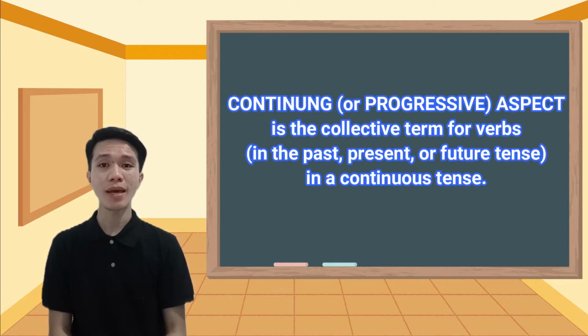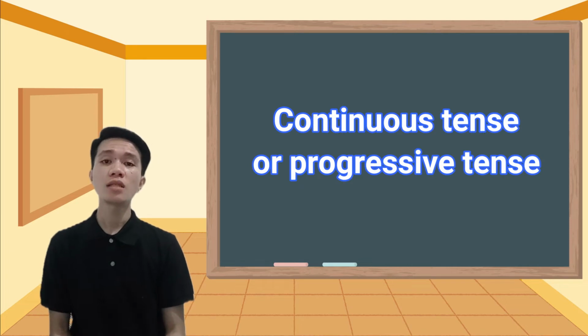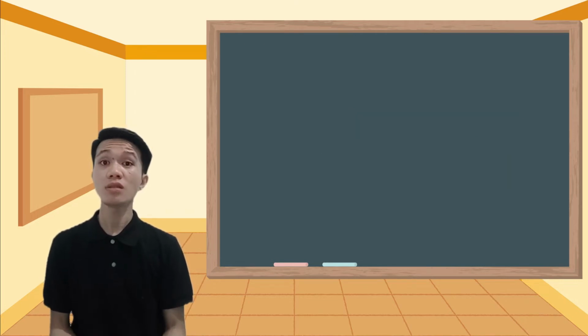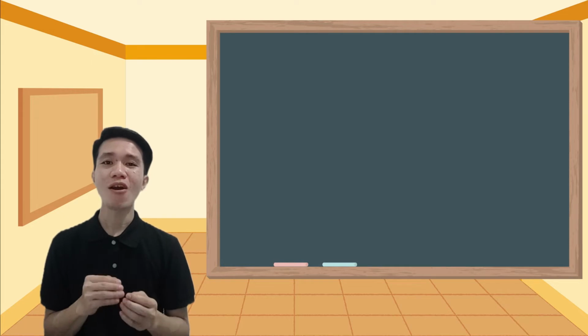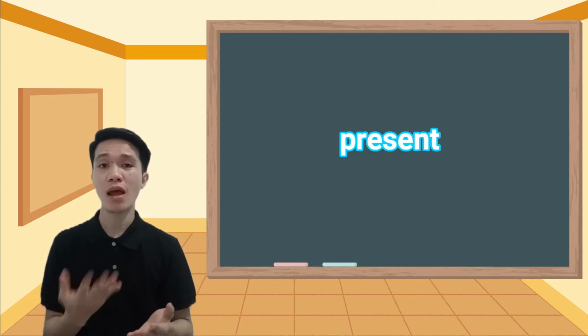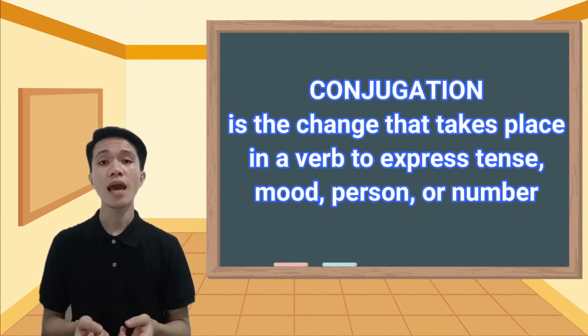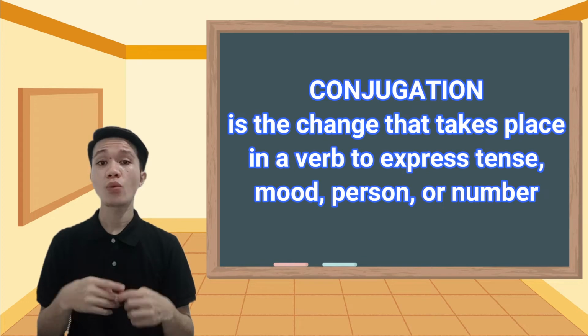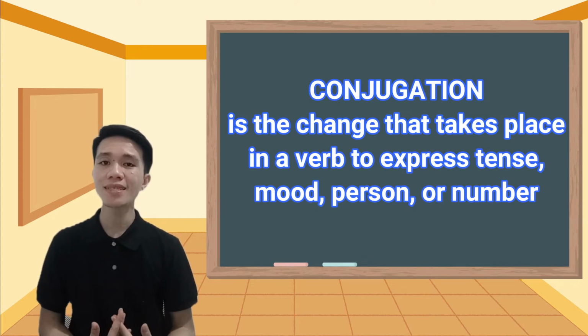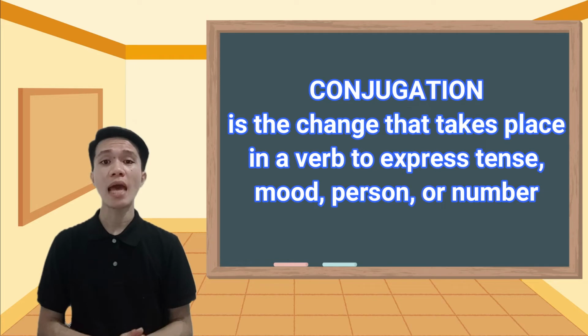Continuing or progressive aspects is the collective term for verbs in continuous tense. Also known as progressive tense, continuous tense shows an action that is, was, or will be in progress at a certain time. So you see, verb tenses may not only be about the past, the present, or future actions. By conjugating verbs, you can also tell others if you were continuously laughing at a party last night or planning to work out every day, starting tomorrow.